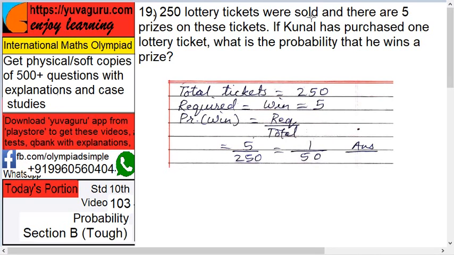50 lottery tickets were sold and there are 5 prizes on these tickets. If Kunal has purchased one lottery ticket, what is the probability that he wins the prize?